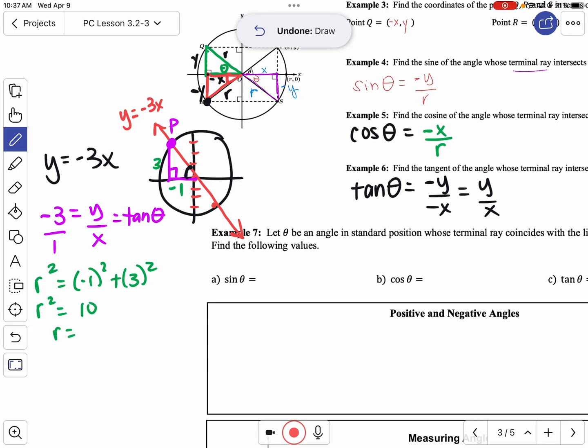And so what would my radius equal? Square root of 10. Okay? It's good. You don't have to simplify that radical.